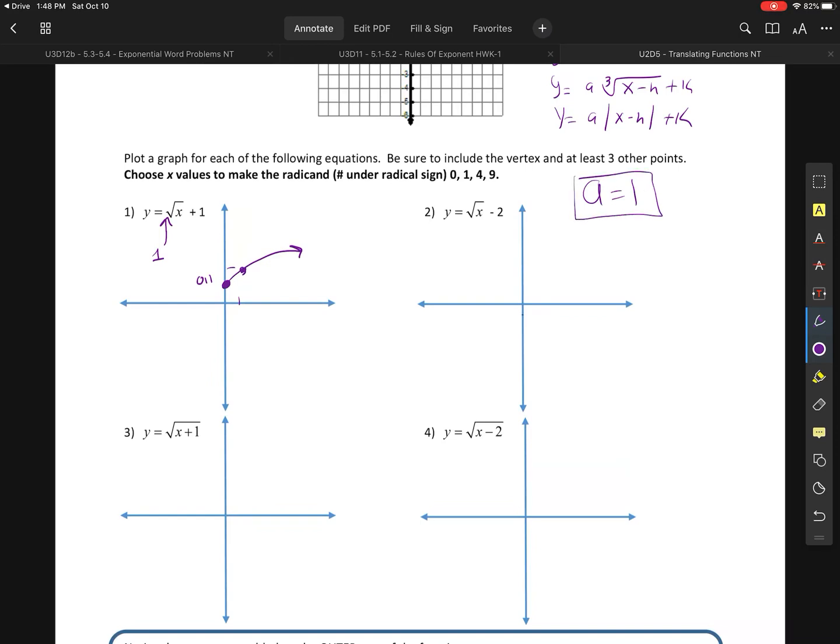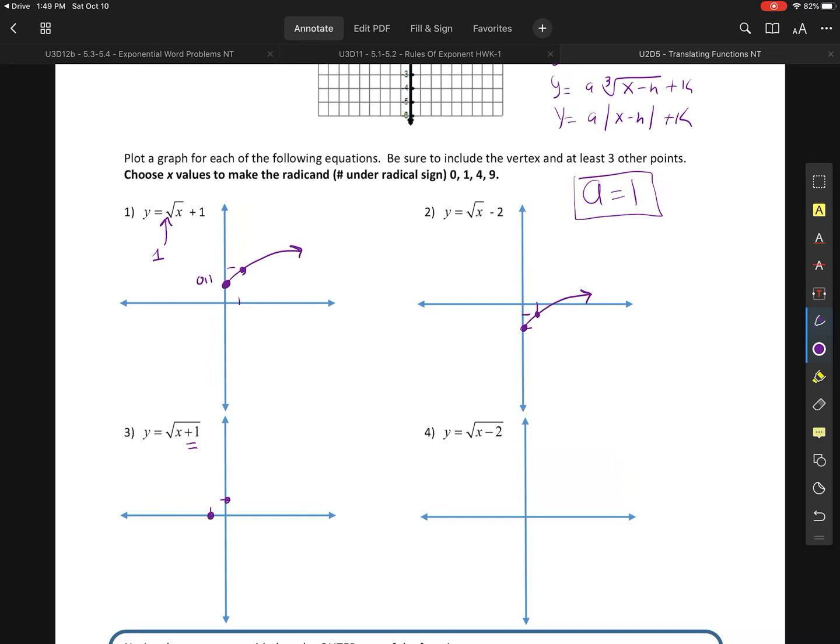All right, this one we go down 2 because of the -2. Up 1 over 1 for our second point. There's our radical graph. Right? +1 on the inside. This is a little bit strange. +1 makes you feel like it's going to move to the right, but it actually moves it to the left.